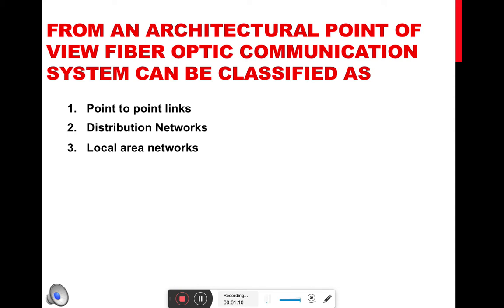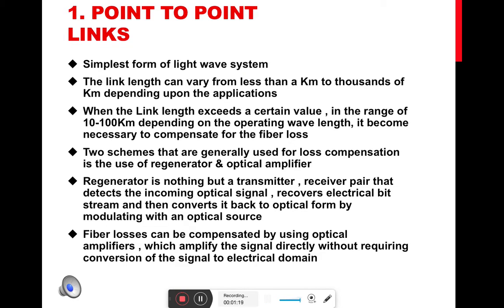So from the architectural point of view, the light wave system can be classified as 1. Point-to-point link, 2. Distribution networks, 3. Local area networks. So the first type of light wave system is point-to-point link. Point-to-point link, as the name suggests, we have 2 points and we are connecting the 2 points. That means we have a transmitter and we have a receiver and we have a direct connection. That is a point-to-point connection between the transmitter and the receiver through our optical fiber. Thus we receive a point-to-point link optical fiber communication system, and this link length can vary from less than a kilometer to thousands of kilometers.